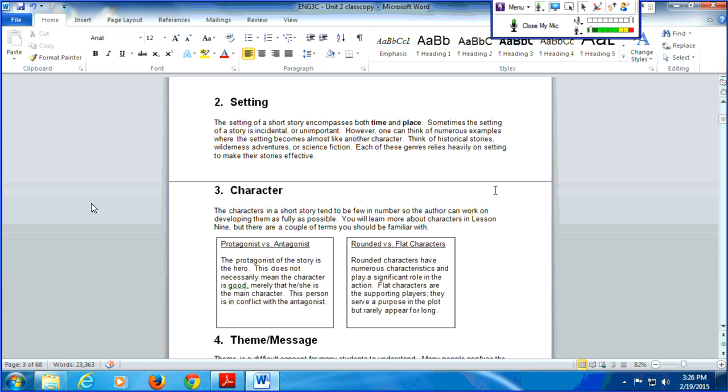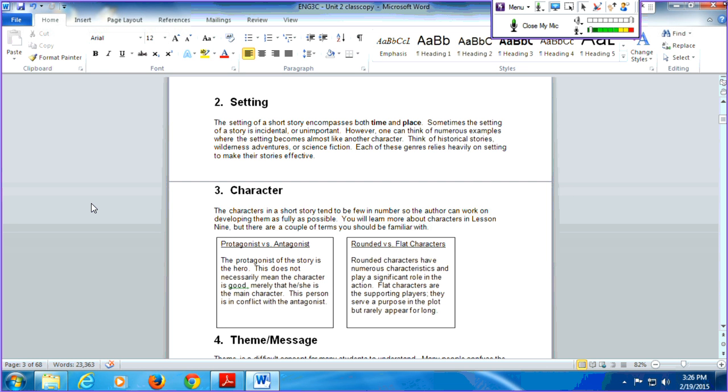Another one is rounded versus flat characters. Rounded characters have numerous characteristics and play a significant role in the action. Flat characters are supporting players. They rarely serve a purpose in the plot and rarely appear for long. So rounded characters are characters that you always see, some of your main characters. Your protagonist and antagonist will be considered rounded characters. They have a lot to do with the story. Flat characters we'll talk about more after we've read the short story. They play a little bit of a role, but they don't do a whole lot.